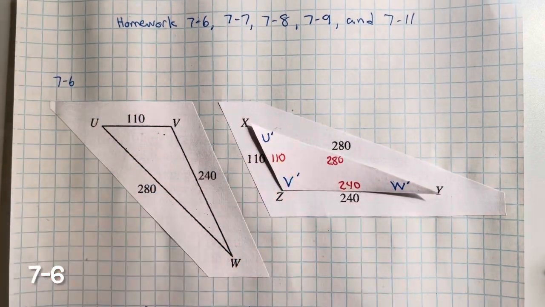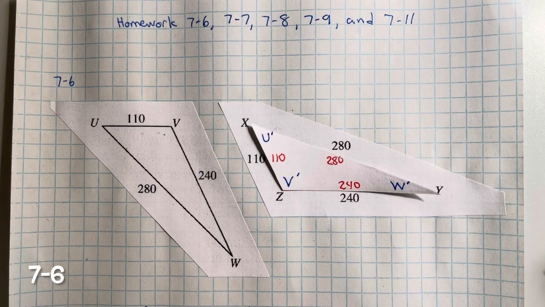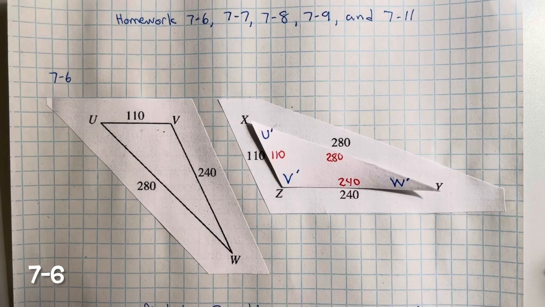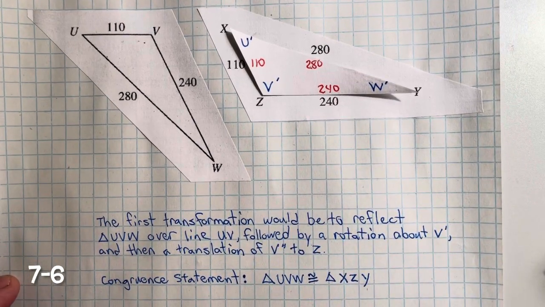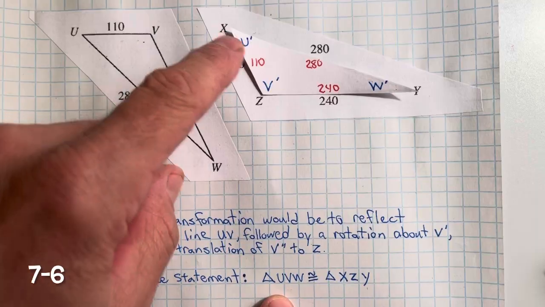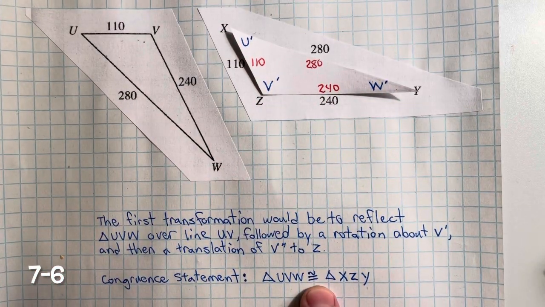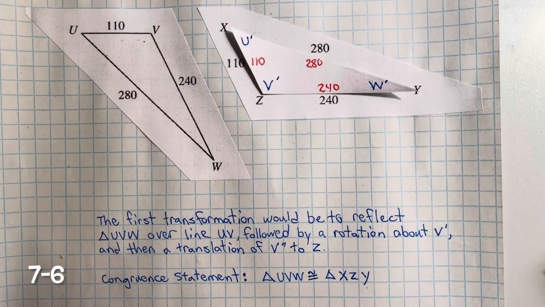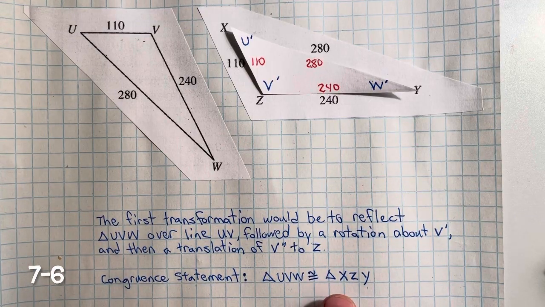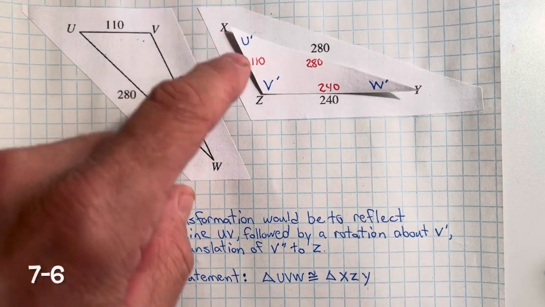And so now this is going to lead us to the second part. It says write a congruence statement relating the triangles. And so we can see that triangle UVW is congruent, this equal sign with a little squiggly line above it means congruent, to triangle XZY.